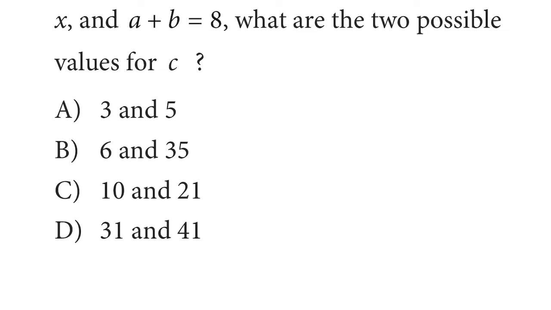Here we have ax plus 2 times bx plus 7 equals 15x squared plus cx plus 14, for all values of x, and a plus b equals 8. What are 2 possible values for c? Okay, so at first glance, there's a lot going on. There's a, b, c, x, there's a couple different expressions.